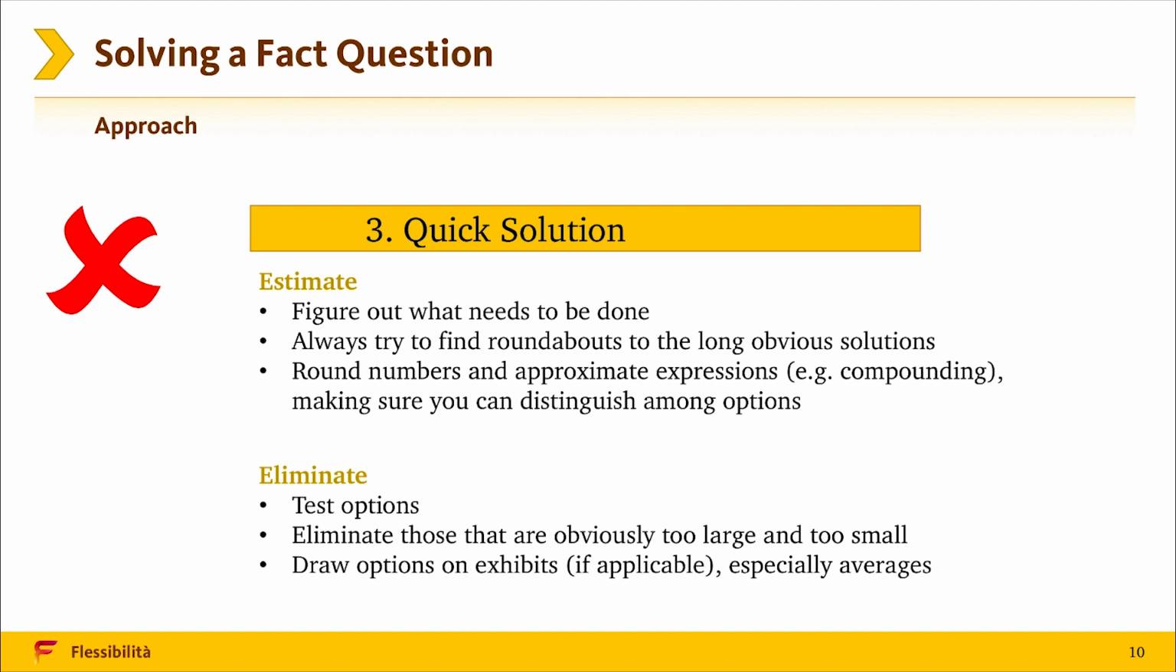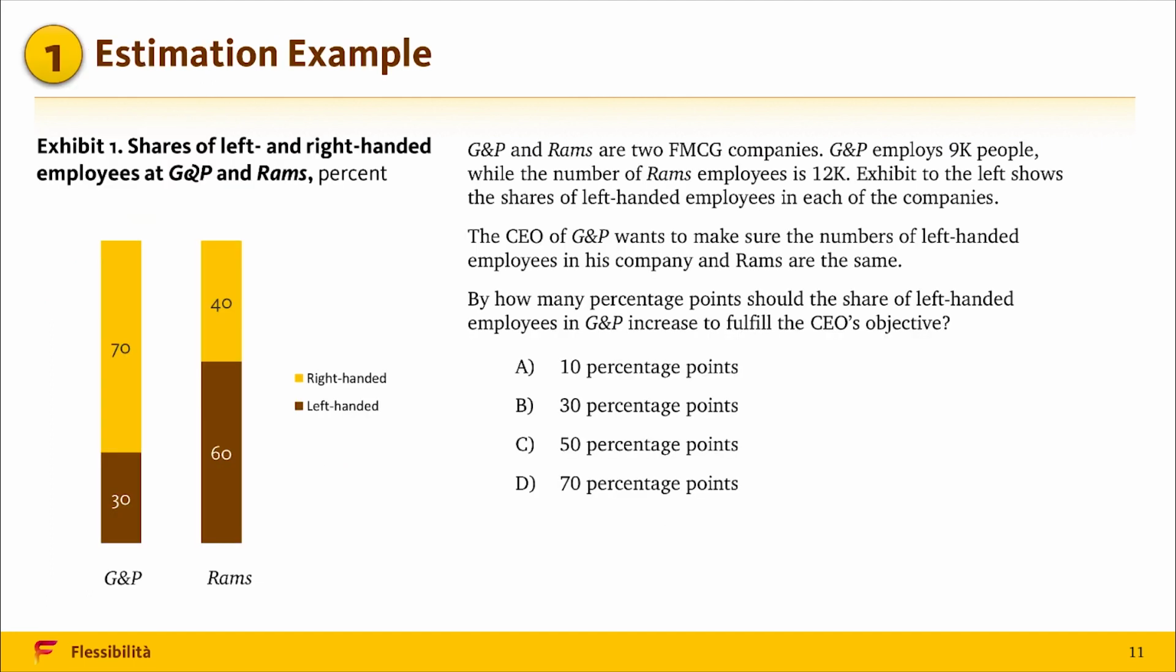Eliminate means test options and get rid of obviously wrong ones, those which are too large or too small. Drawing values, for example averages, on exhibits might also help eliminate some options. Let's have a look at an example. You might want to pause the video here to try and solve the question on your own.